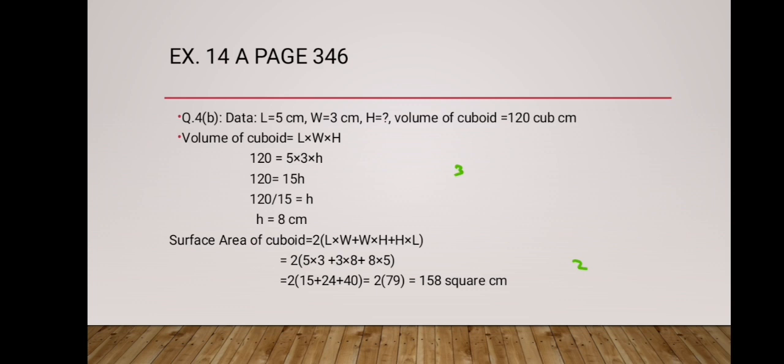Now the next part is very easy. It is similar to the second part in the previous slide, in the previous question. Once again, you have to apply the same formula. Surface area of cuboid is 2 times length cross width plus width cross height plus height cross length, and after that just substitute the values of length, width, and right now we have calculated the value of height. So all these three values are to be substituted in this formula, and when you work out the whole thing in the same way, you are going to get 158 square centimeter. So this is how this question is solved.